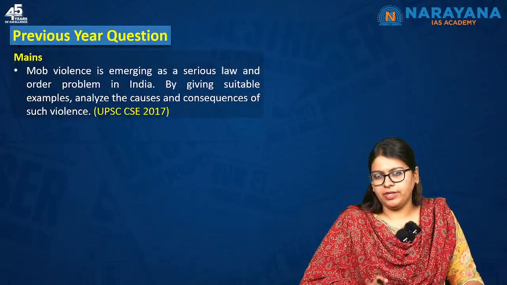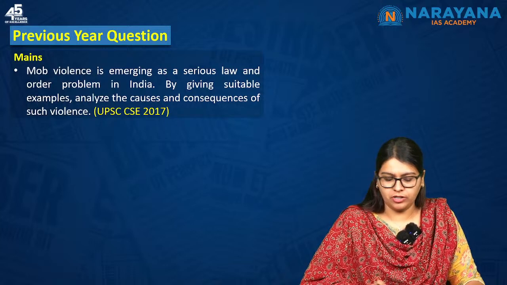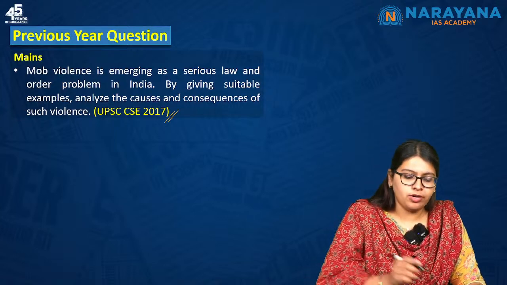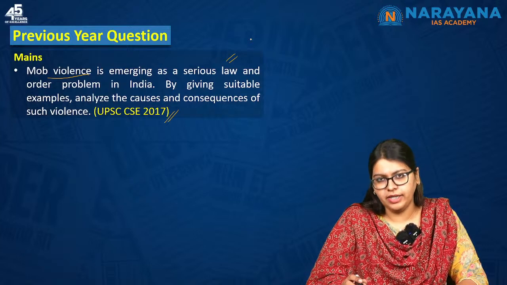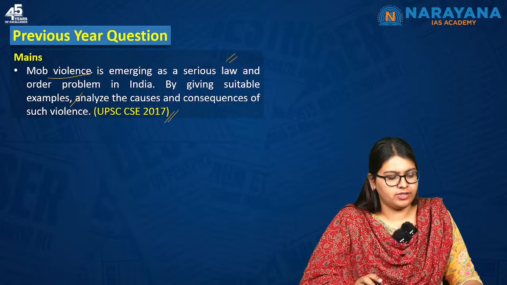Now moving forward, let us see a similar question that has been asked in the past in the mains examination. Specifically, in the year 2017, there was a question: mob violence is emerging as a serious law and order problem in India. By giving suitable examples, analyze the causes and the consequences of such violence.